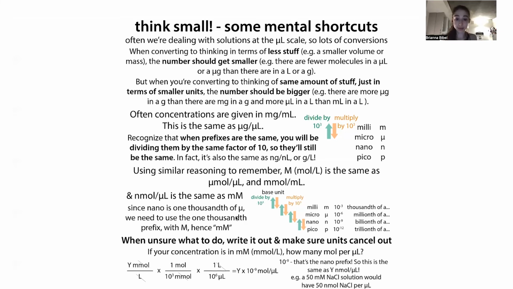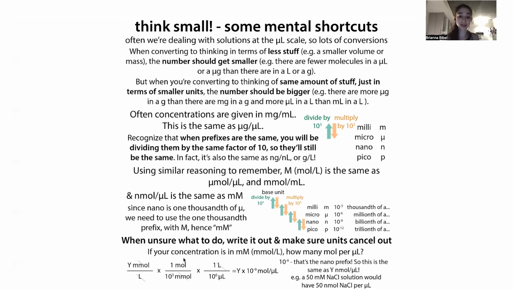Try out some different examples. Speaking of examples, what if your concentration is in millimolar, so millimoles per liter, and you want to know how many moles there are per microliter? Say you have Y millimolar. We can do our dimensional analysis and line things up. So we have 10 to the third millimoles per mole, and 10 to the 6 microliters per liter.